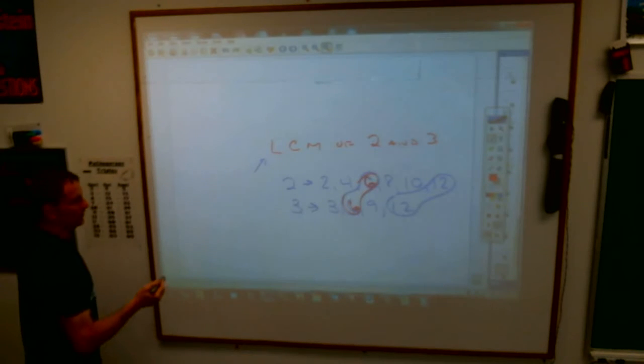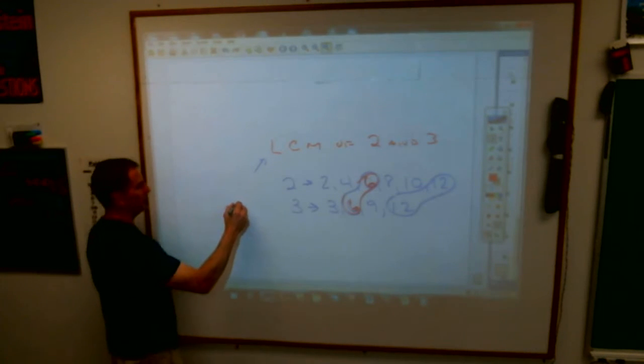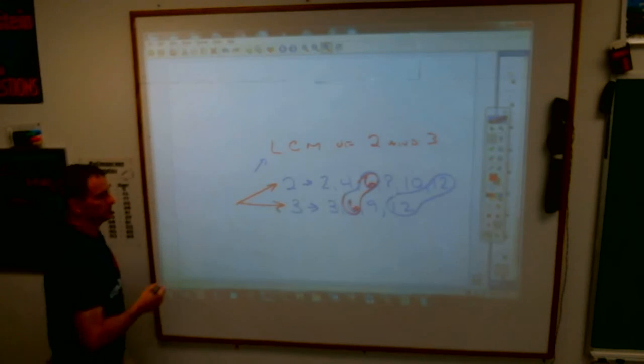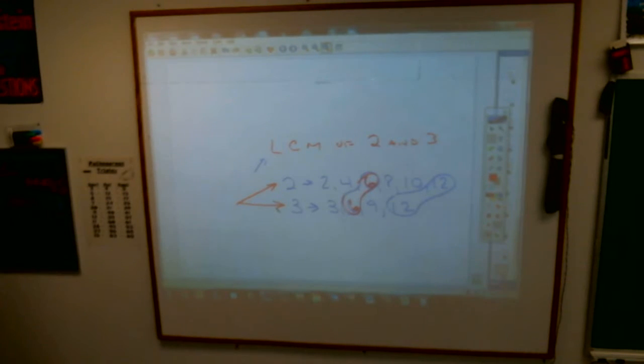Somebody know why we want to know common multiples? When will this come in handy? Does anybody know? Anybody know when this comes in handy, Layton? Wow, nice job. How did you know that, Layton? Natural intelligence?